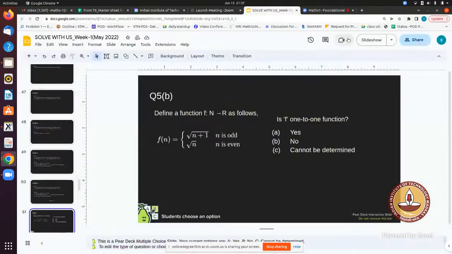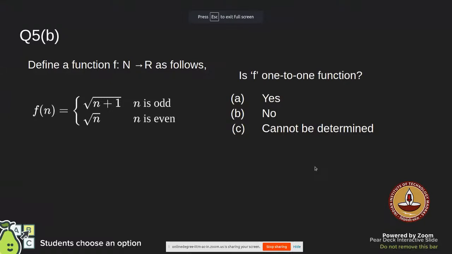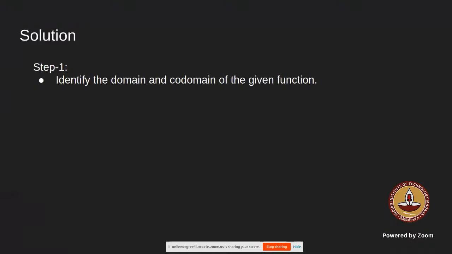Sir, 0 is neither even nor odd. No, sir. Generally we take 0 as even, because 0 is a multiple of 2, so it's even. Okay, sir.